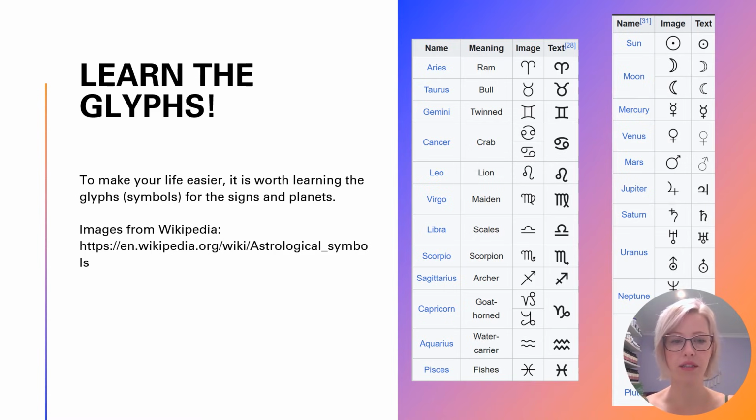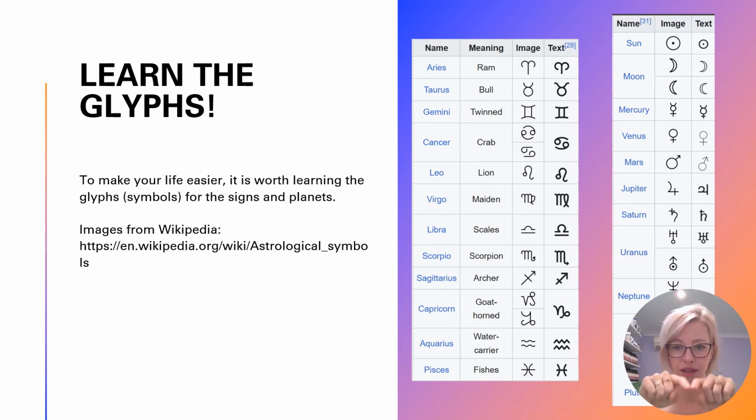I've got an image here. This is taken from Wikipedia. The glyphs are what we call the symbols that represent the planets and the signs. Some of them will make a lot of sense to you when you look at them, and some of them won't. So let's have a look at the zodiac signs.